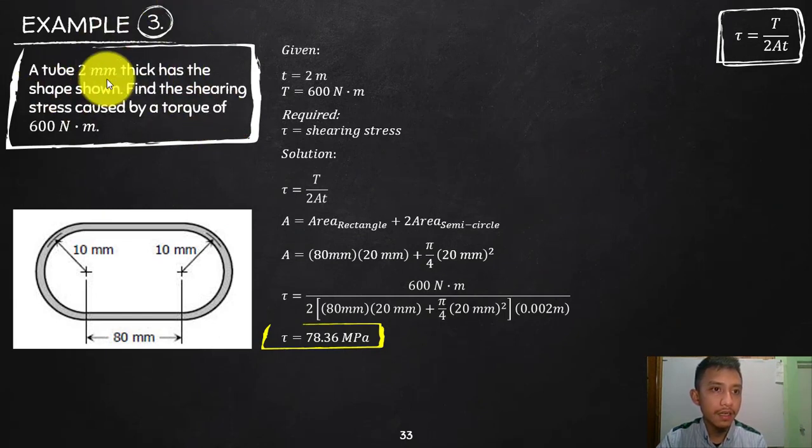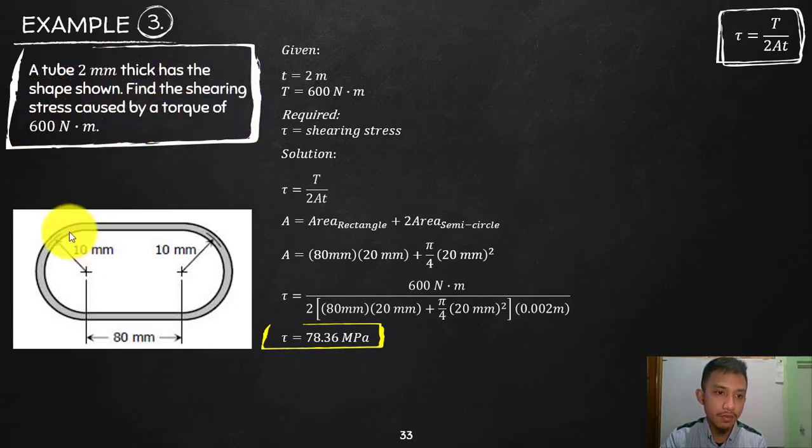Okay, a tube 2 millimeter thick has the shape shown. This is a little bit complicated to solve for the area, but once you know the formulas of different figures, then you can solve for this. Find the shearing stress caused by a torque of 600 Newton meter.